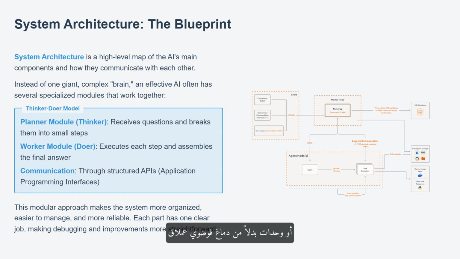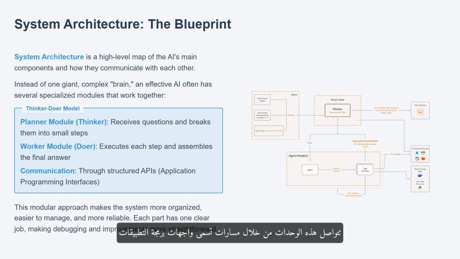System architecture is a high-level map of the AI's main components or modules. Instead of one giant, messy brain, it's often better to design an AI with several specialized, smaller brains that work together. A simple model is the thinker-doer. Imagine an AI designed to answer complex questions. The planner module is the thinker. It receives the question and breaks it down into small steps. The worker module is the doer. It receives the plan and executes each step, like searching the web, to assemble the final answer.